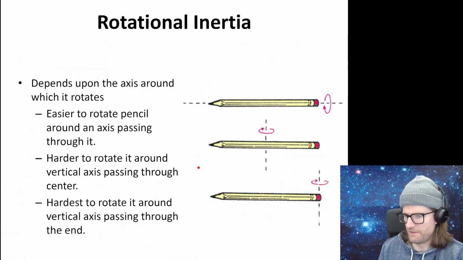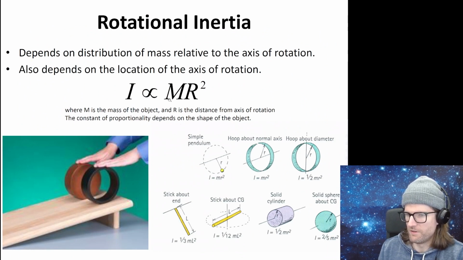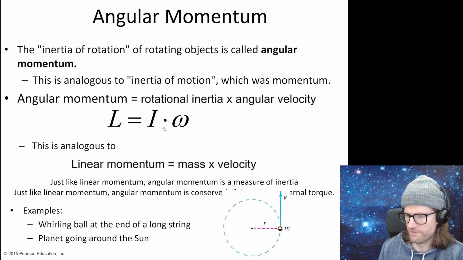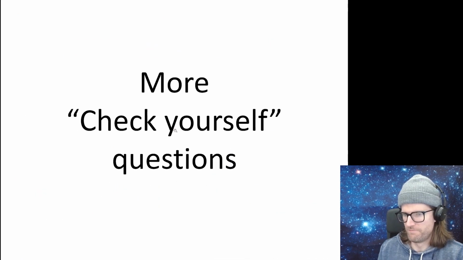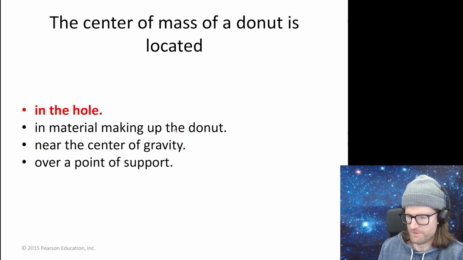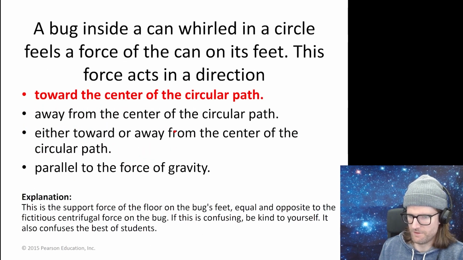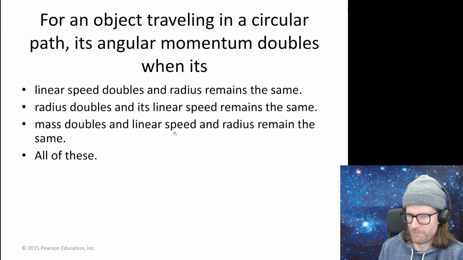And then for I, the radius is doubled, so I goes up by 4. Omega is halved, so overall, angular momentum goes up by 2. So it's doubled as well. Okay, so for the second one, it also doubles. Now, the last one: mass doubles, and linear speed and radius remain the same. That one's a lot easier.